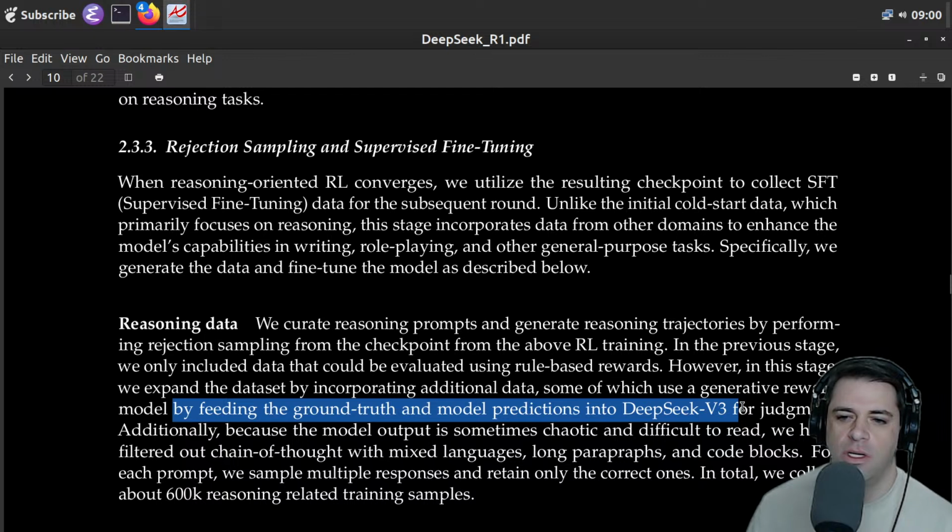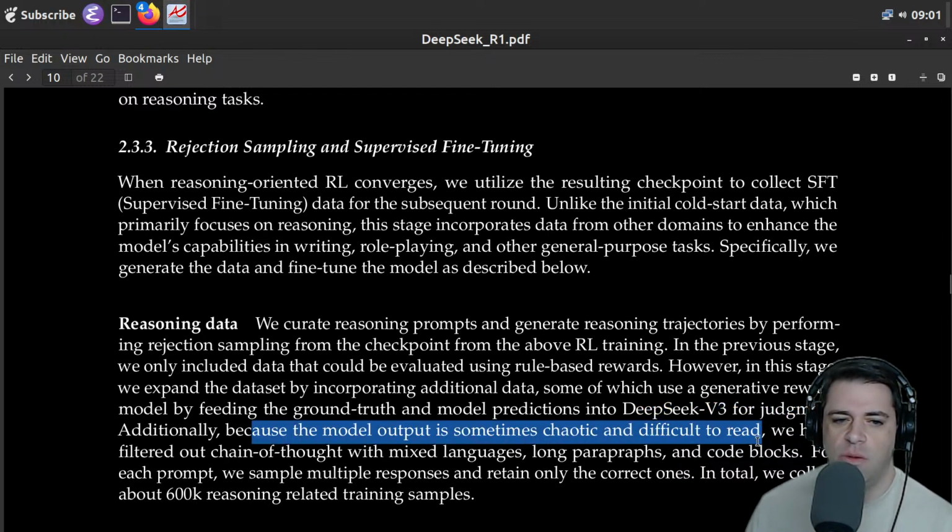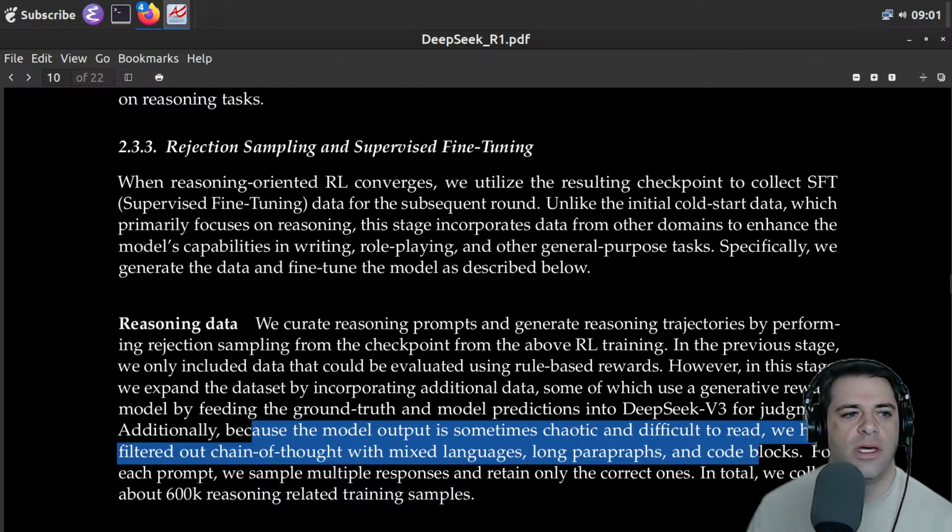I'm not sure what a generative reward model is, by feeding the ground truth and model predictions into DeepSeek V3 for judgment. Okay, so the model predicts some stuff. There is some ground truth. I don't know how they decide what the ground truth is, but I guess V3 is the judge. Additionally, because the model output is sometimes chaotic and difficult to read, we have filtered out chain of thought with mixed languages, long paragraphs, etc. So they filter out ones they don't like.